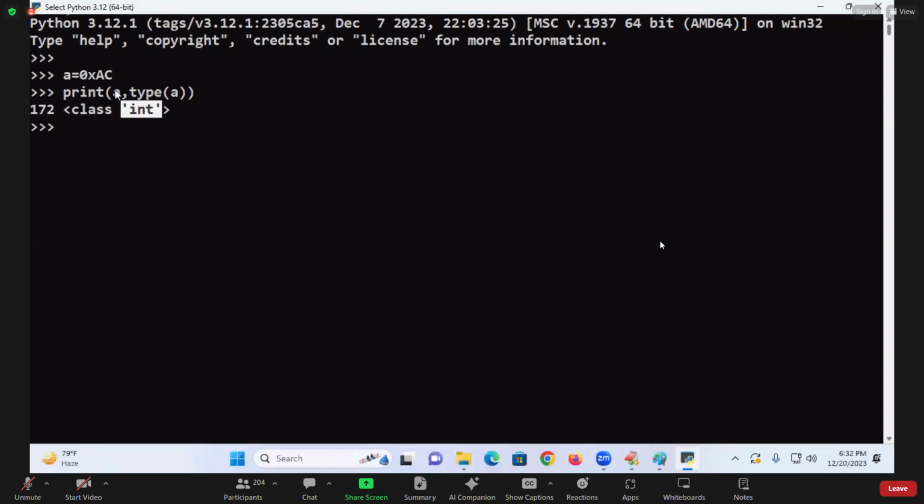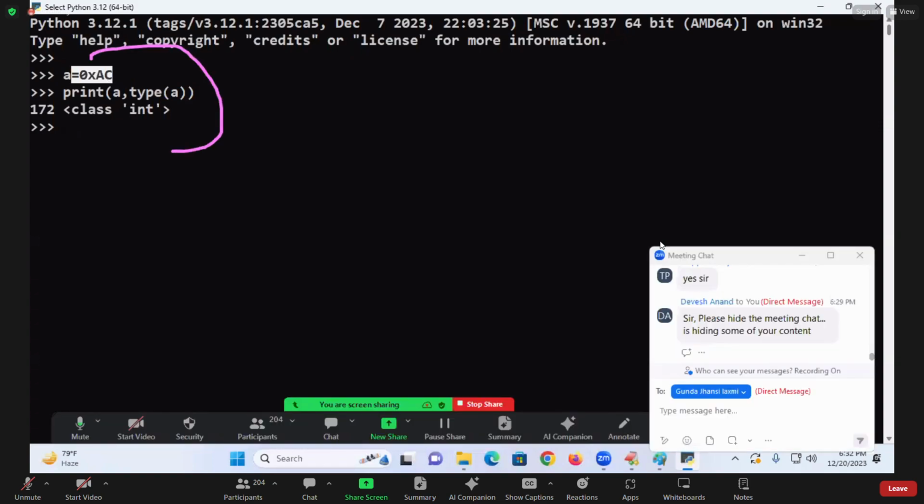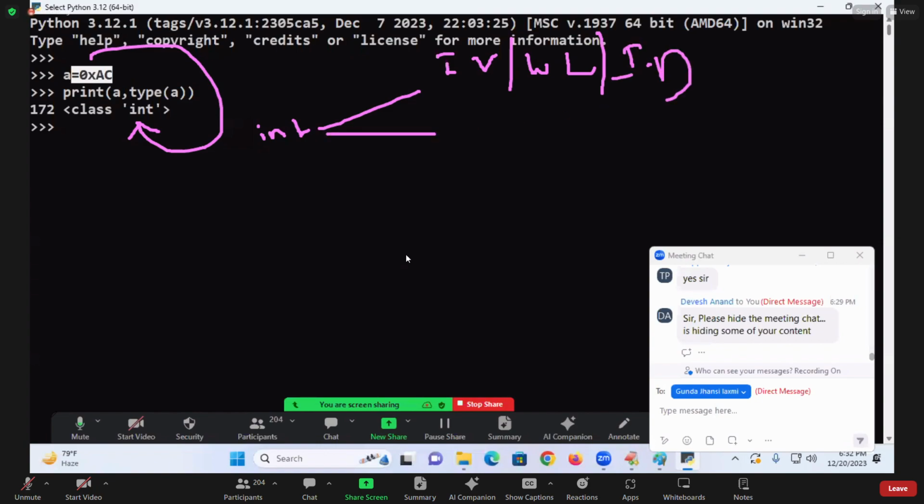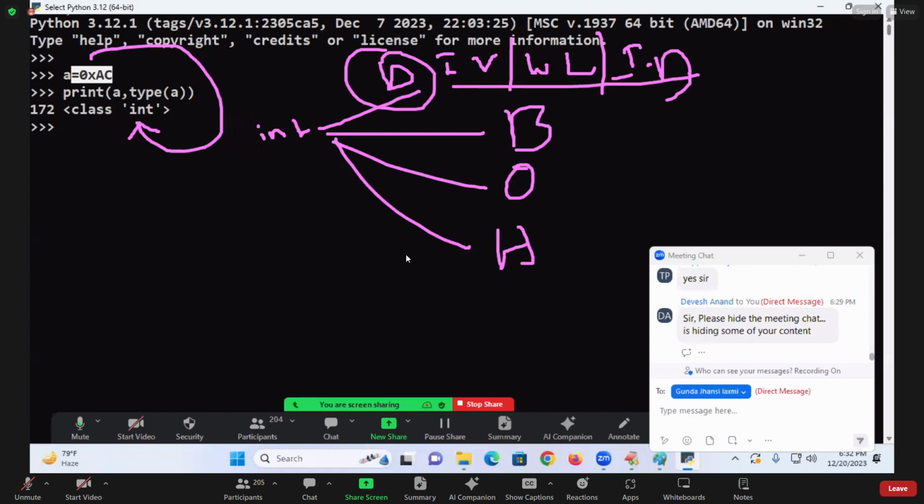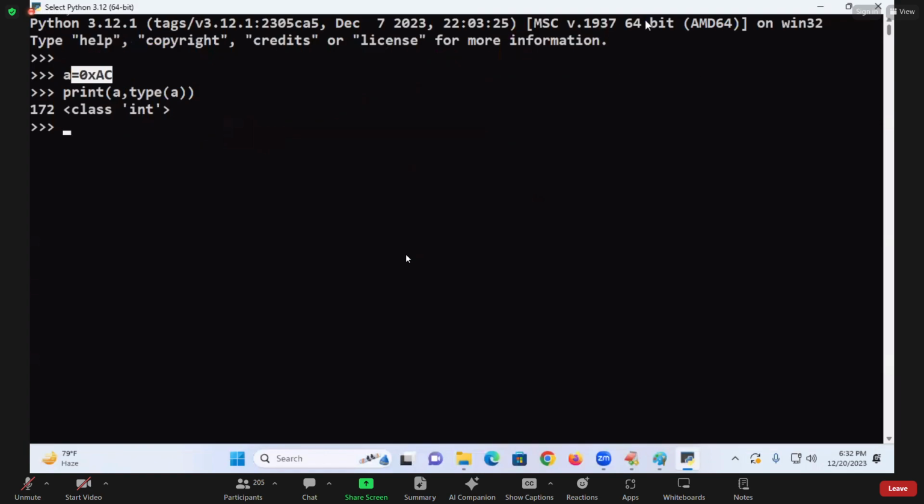Int. So every hexadecimal value is internally represented as int type. The int type is not only used to store integral values or whole numbers, it can be used for binary, for octal, and for hexa. By default it is decimal only. Got it? So whatever I wrote yesterday and up to today: int is used not only to store integer data, binary data I can store, hexadecimal data I can store, octal data also I can store.